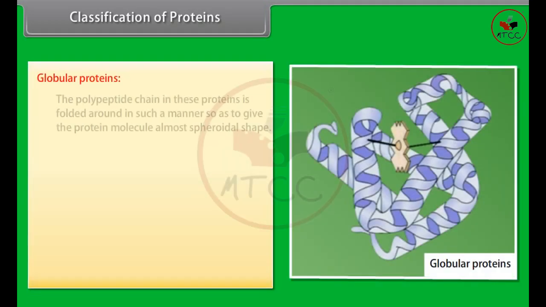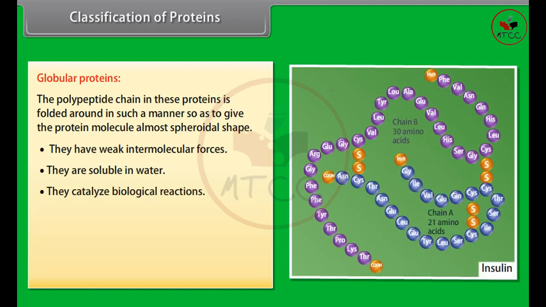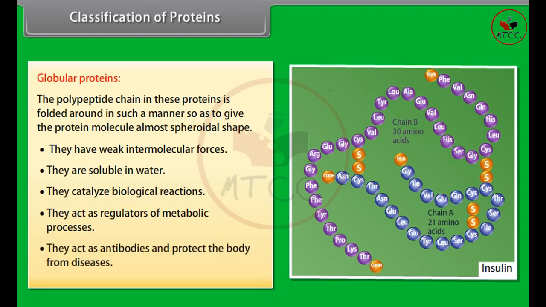Globular proteins. The polypeptide chain in these proteins is folded around in such a manner so as to give the protein molecule almost spheroidal shape. They have weak intermolecular forces. They are soluble in water. They catalyze biological reactions, for example, insulin and thyroglobin. They act as regulators of metabolic processes, for example, maintains blood sugar level. They act as antibodies and protect the body from diseases.